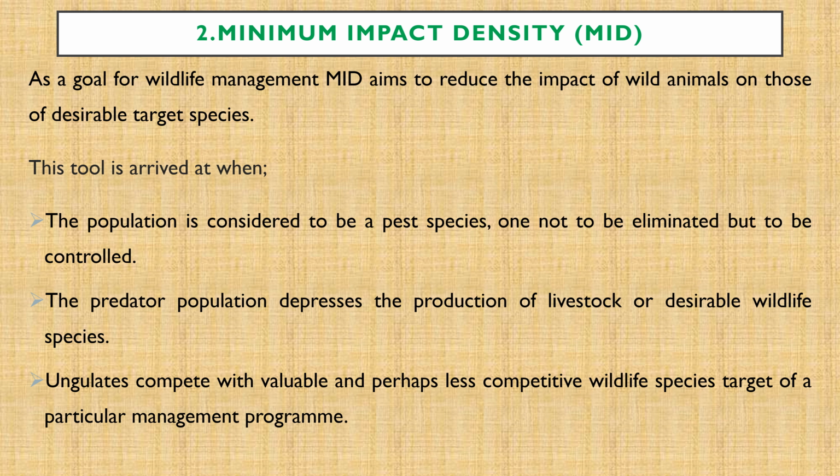So here, there's a specific species of wildlife that is desired, but there are limiting factors that would affect its population. So when these factors are kept at minimum, the desirable population will thrive to its desired capacity.